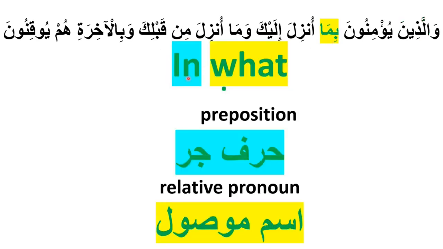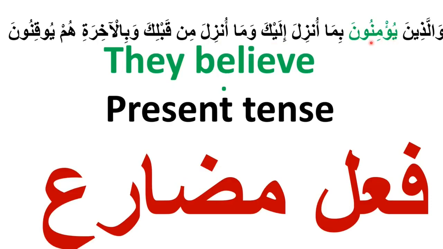بما, in what. Be, in. Ma, what. Be, or in, is a harf jar, preposition. Ma, or what, is a relative pronoun, اسم موصول. يؤمنون, they believe. يؤمنون is in the present tense, فعل مضارع.